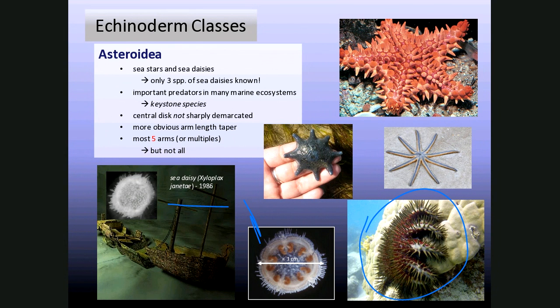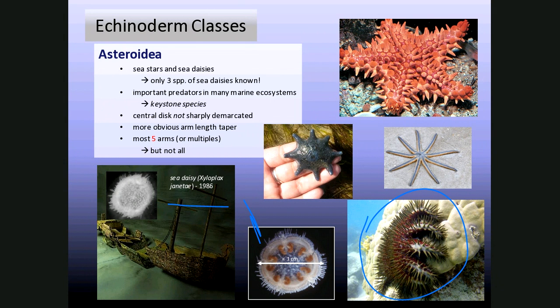In the Asteroidea, we say that the central disk is not sharply demarcated, so it's not obvious there's a central disk. You'll see what I mean in just a second when I show you the brittle stars on the next one. And the legs, if you notice, have a taper. They taper from the disk out to the ends. Usually 5, pentaradial, but not always. You see in the hand, that guy's got 1, 2, 3, 4, 5, 6, 8. And that one on the right is, what, 3, 4, 5, 6, 7, 8, 9. So it's not always 5.